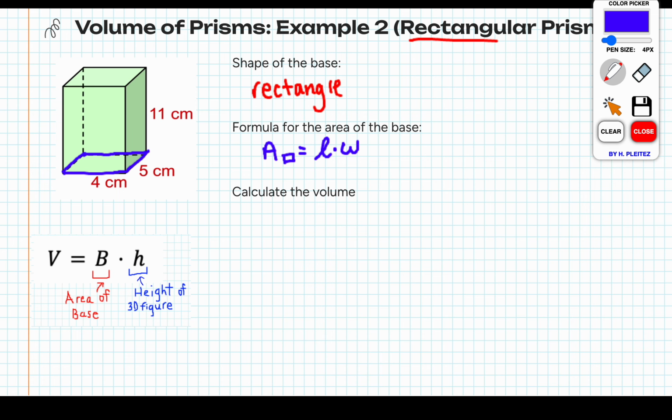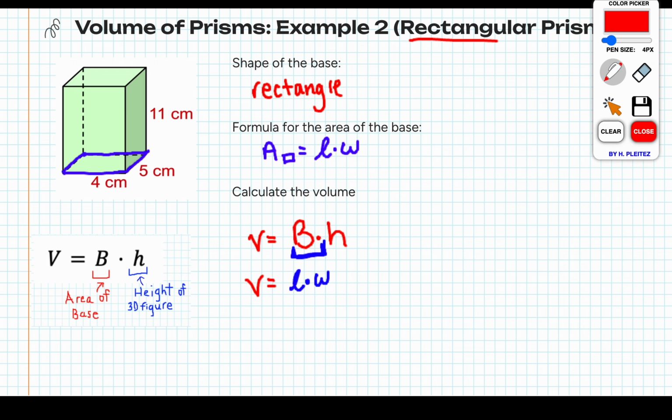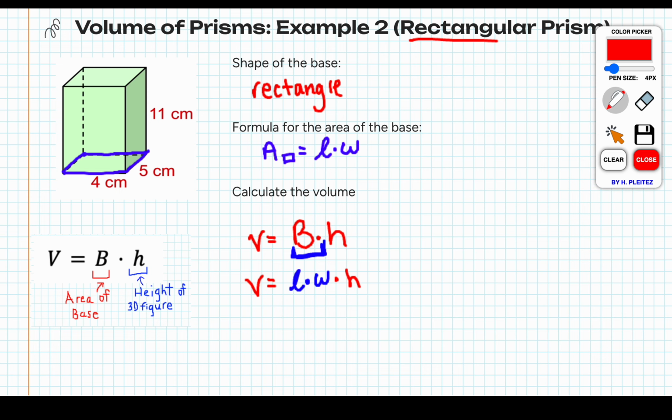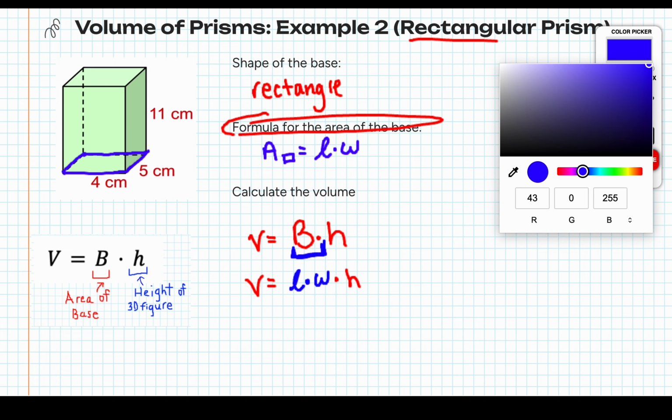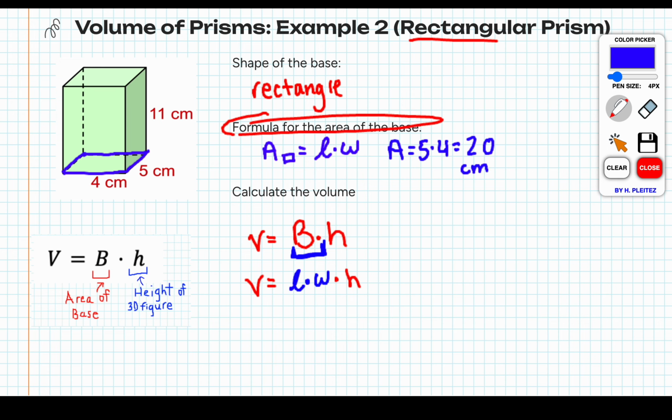So this is an interesting one because we know that our volume is capital B times H, but now we know that for a rectangular prism, capital B is just going to be length times width. So if we rewrite the volume formula for a rectangular prism, we just need to do length times width times height. So if you want to, you can go this route and find the area of the base first. And it would be pretty much the same thing. You'd get area equals 5 times 4. So we would get 20 centimeters squared for our area, right?